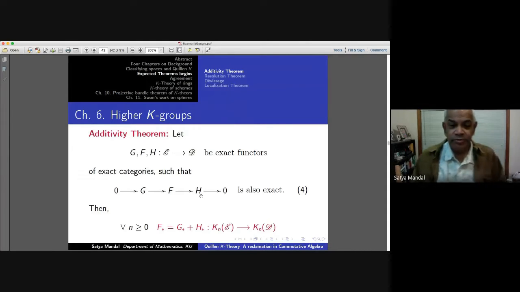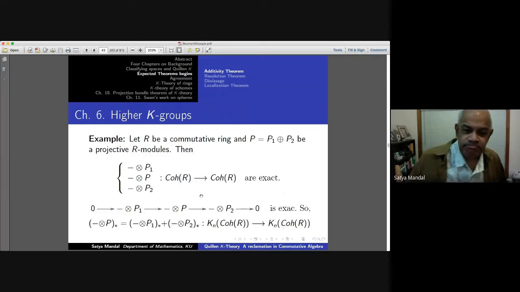Then the map induced by the middle one, F star, is the same as the sum of the maps induced by the other 2, G star plus H star. So, what's an example?